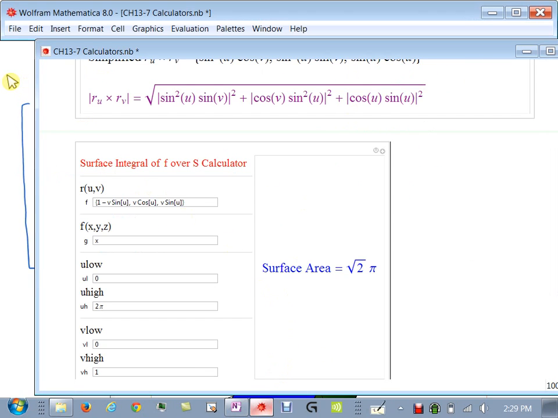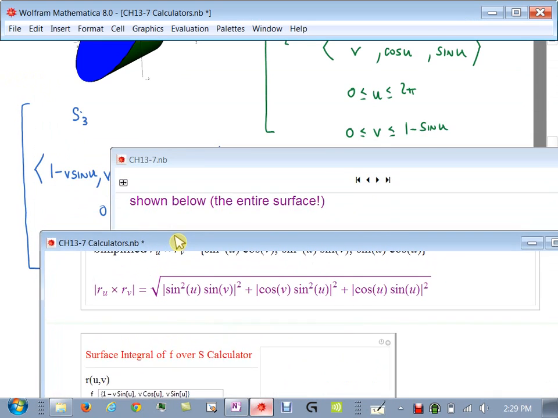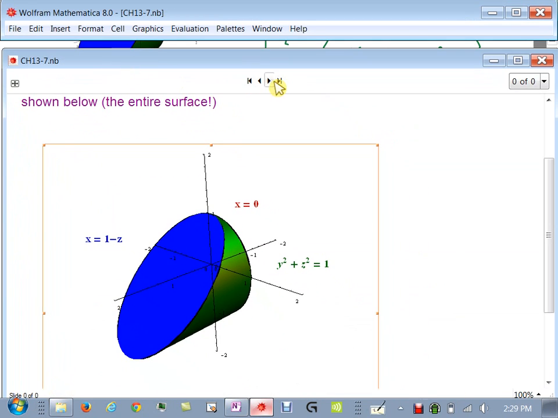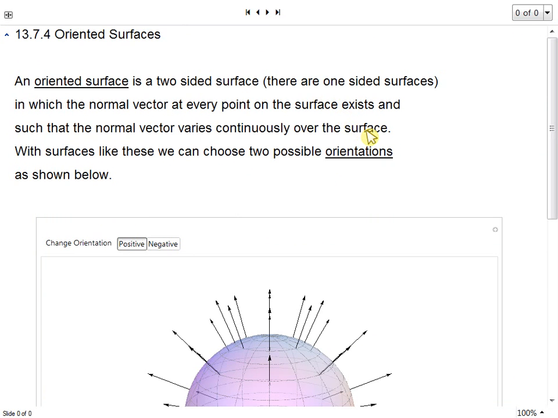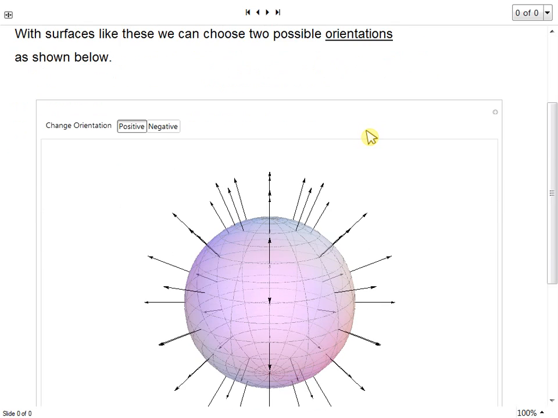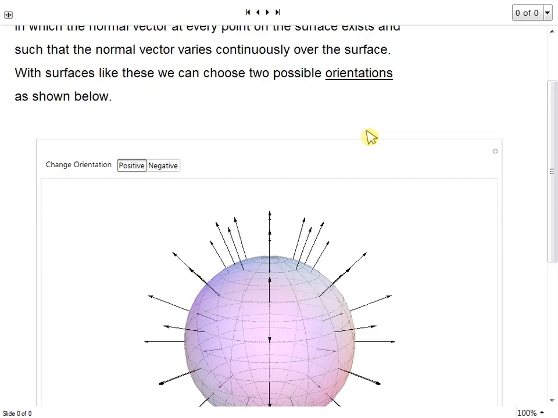Back to the notes. I don't know what much more I can do in 10 minutes, but I can at least talk. Oriented surfaces. So now what we're working up to is flux, all right? If you have a surface and you compute the tangent vector, right? When you have a surface, we can get 2 tangent vectors, can't we?